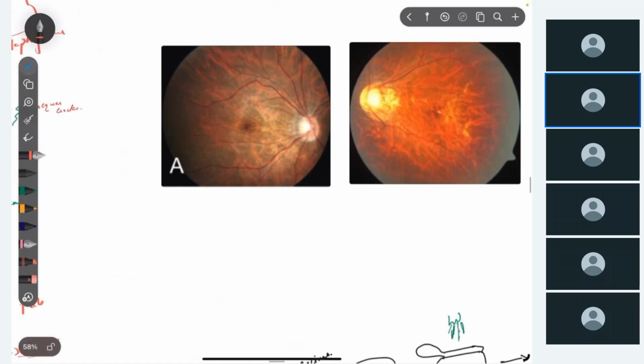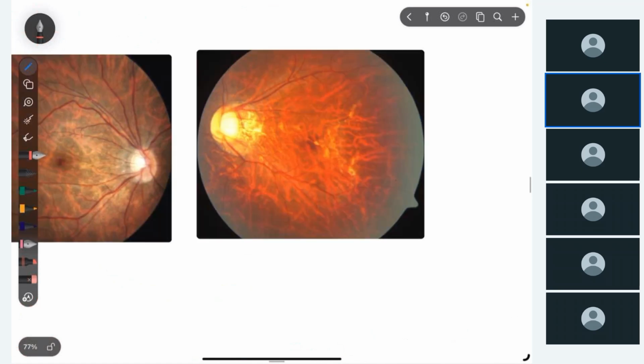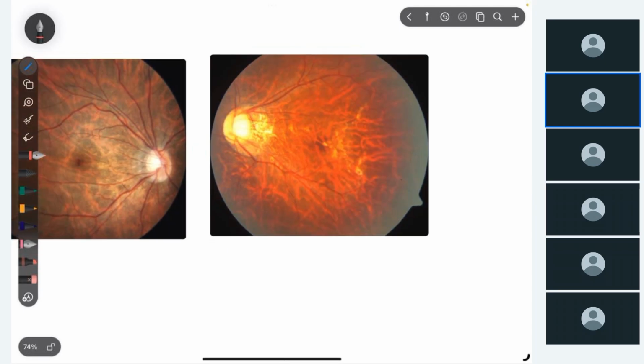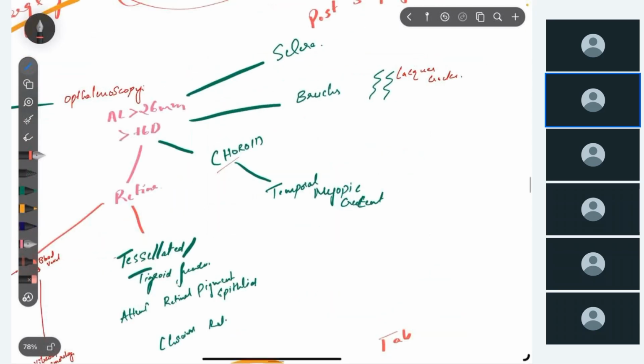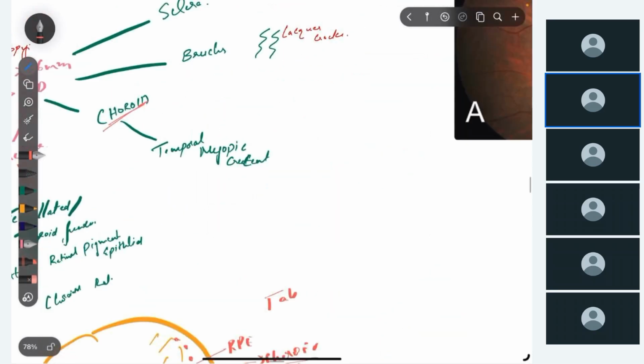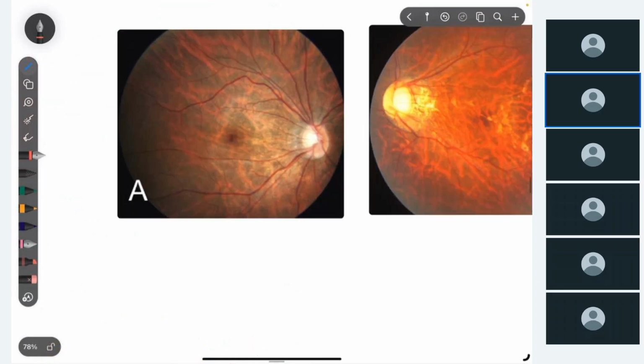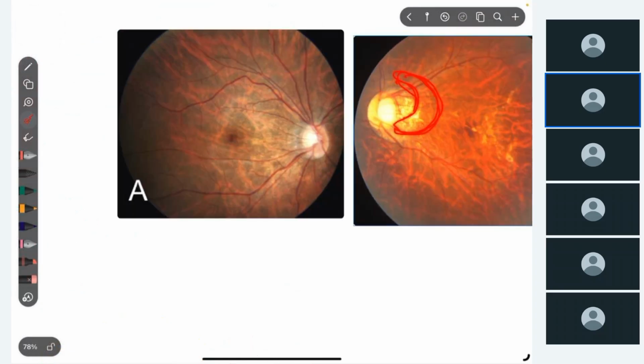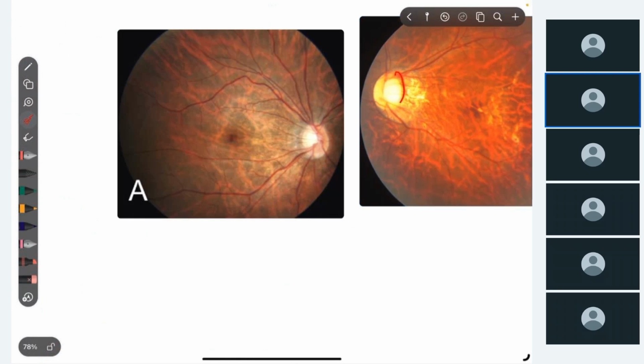Here you can see this. This is how the retina will appear in high myopia or pathological myopia. Because of the increased size and increased stretching of the retina, there are breaks and the choroid becomes visible. Because of this, you will see this appearance. And when the choroid gets stretched, the choroid also gets atrophied. And when the choroid gets atrophied, you will see a temporal myopic crescent. Here you can see a temporal myopic crescent. This is because the choroid is also getting stretched, and when it gets stretched, it also gets atrophied.